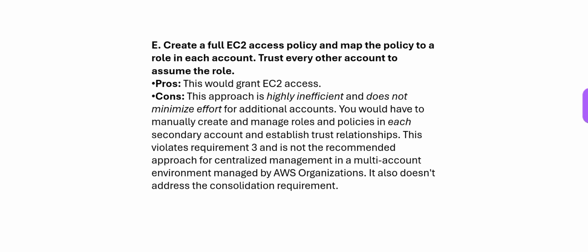Option D says, let us create a full access policy for EC2 instances and map the policy to a role in each account. Trust every other account to assume the role. So this is very inefficient. The question expects you to minimize your efforts, not to maximize them. This option is maximizing our efforts.